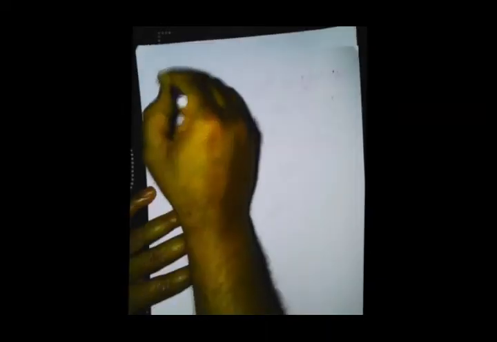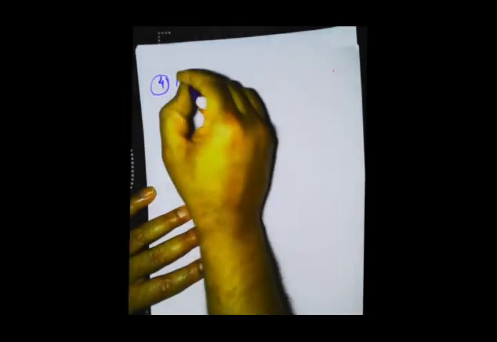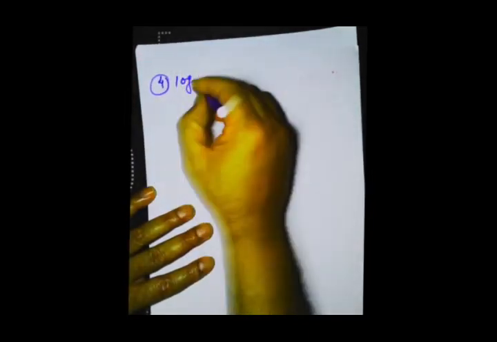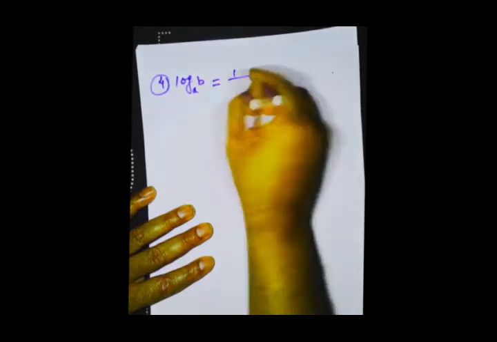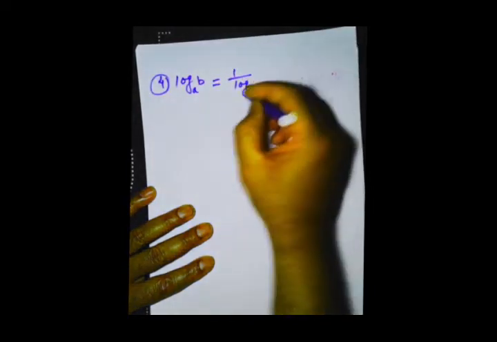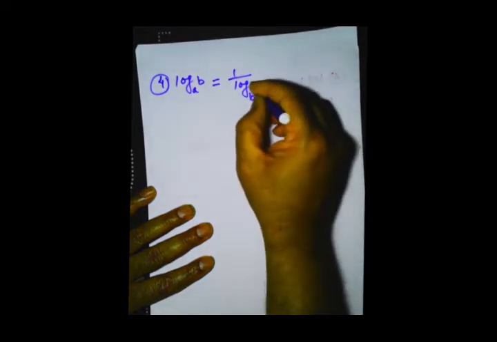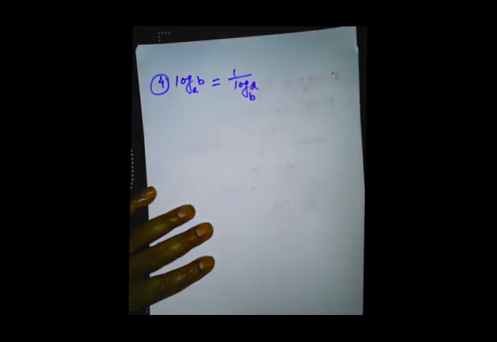You can see logarithm property 4, or you can say rule 4. I'm not writing what that rule is. You can say that is the reciprocal rule, how to make the reciprocal of a logarithm function. You might be interested in another kind of law of logarithm. Say it is base a and b, and that is going to be equal to 1 by log of base b and for the number a.